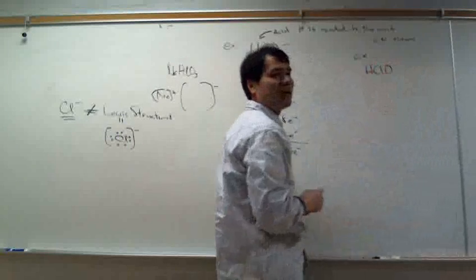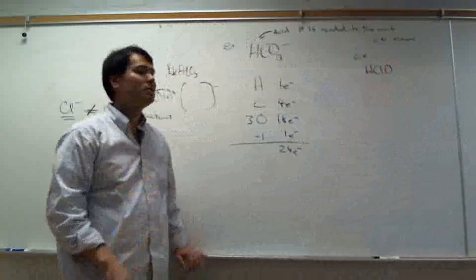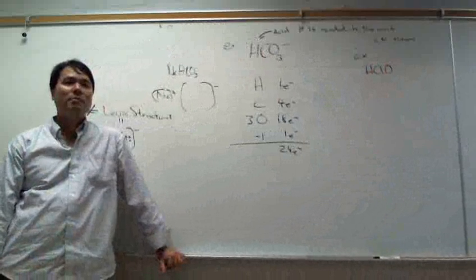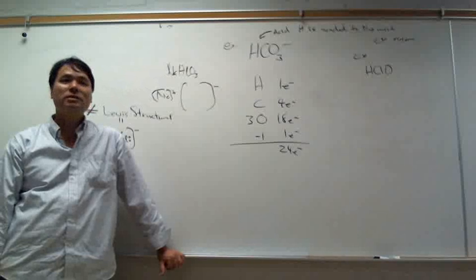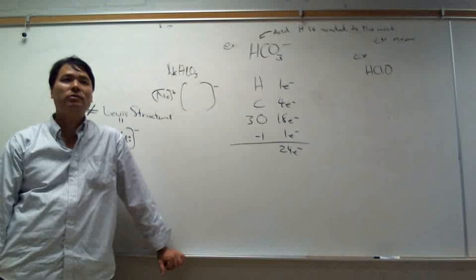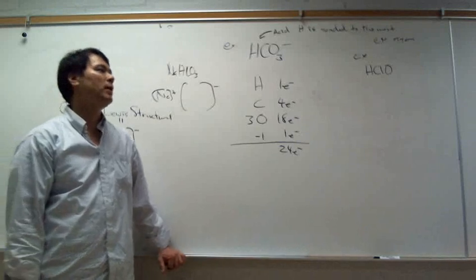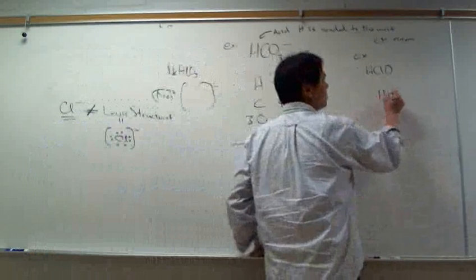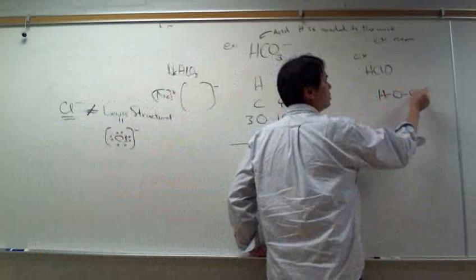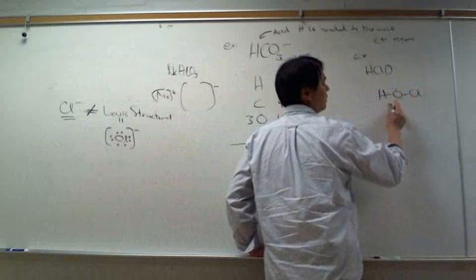HClO. What's the name of this acid? Hypochlorous acid. Is the hydrogen bonded to chlorine, or is the hydrogen bonded to oxygen? It's bonded to oxygen. Why? Oxygen is more electronegative.